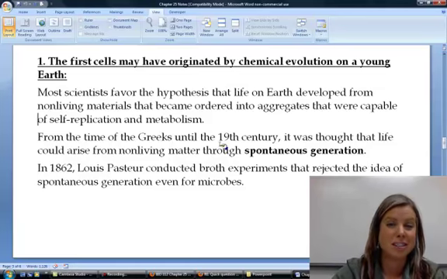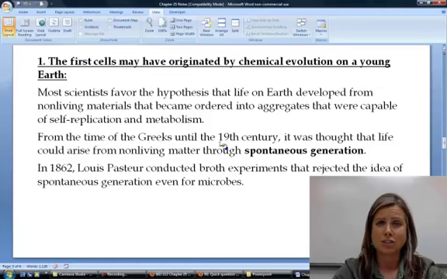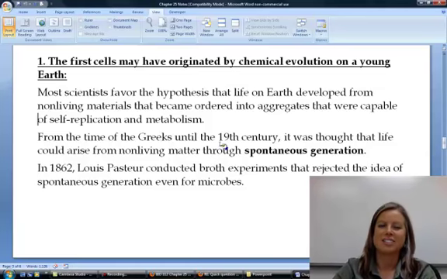Up until the 19th century, which really isn't that long ago, people thought that you could have spontaneous generation. And the reason they thought that is they would leave meat out and then all of a sudden there would be maggots on it and they'd be like, well, how did those maggots get there? They just appeared, which obviously is not how that works. So spontaneous generation was believed up through the 19th century.